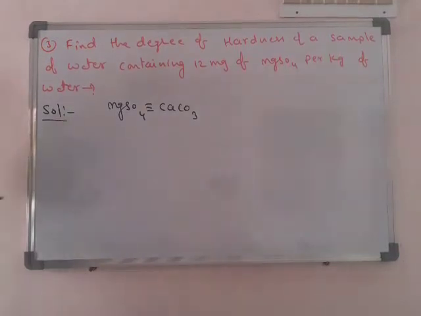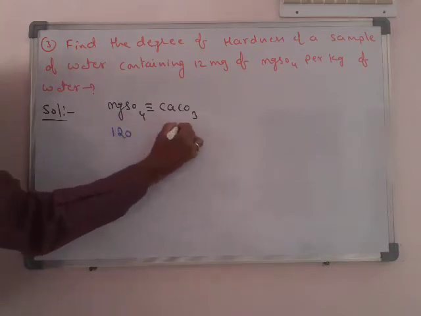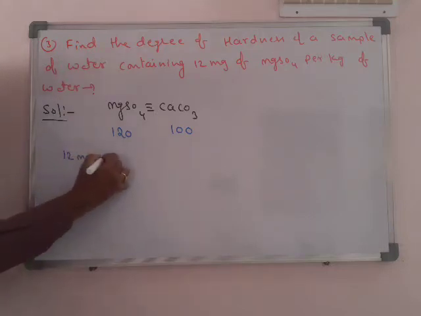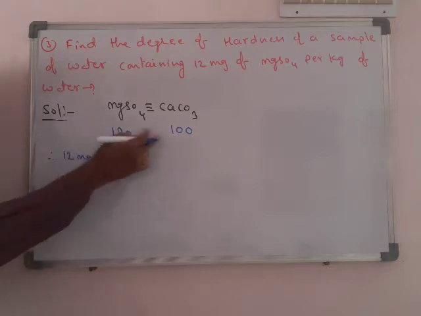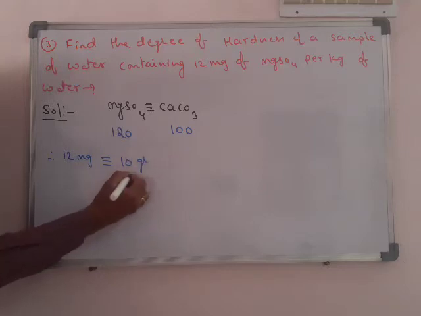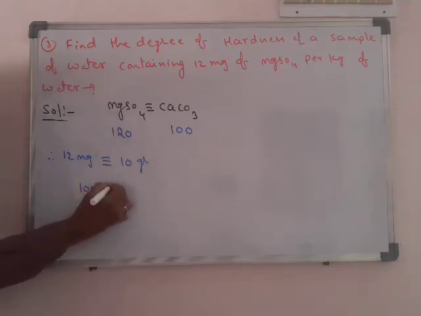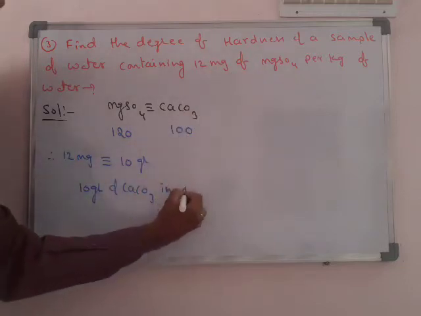Here, what is the molecular weight of magnesium sulfate? That is 120. So it is 120, this is 100. Here how many milligrams are present? 12 milligrams. So 12 milligrams is equal to 10 milligrams of CaCO3. It is given in 1 kg of water.